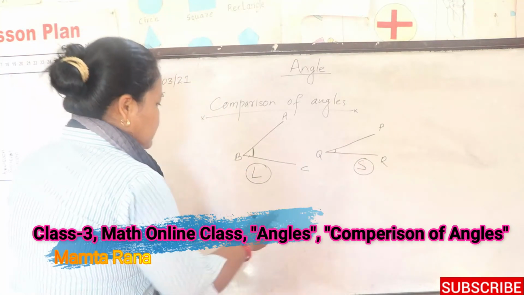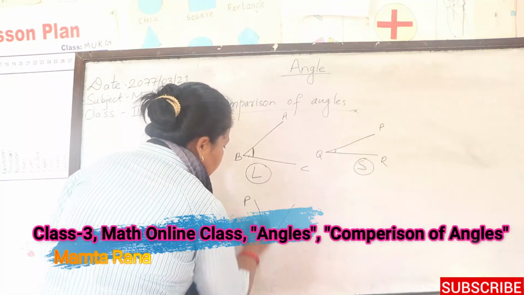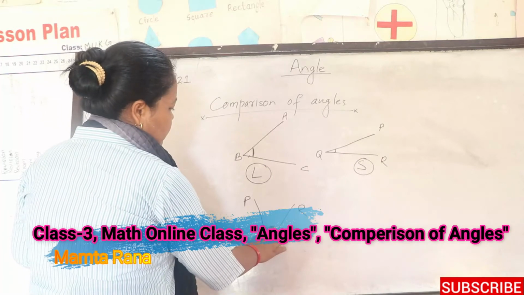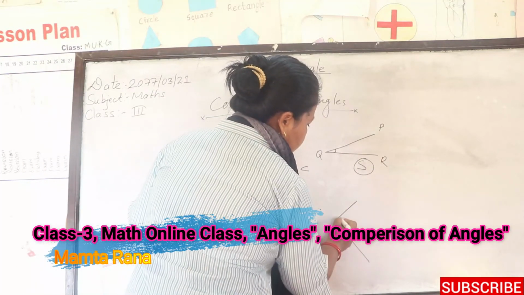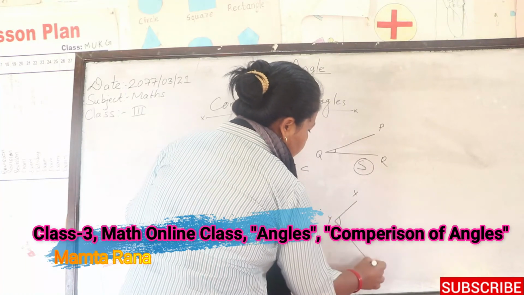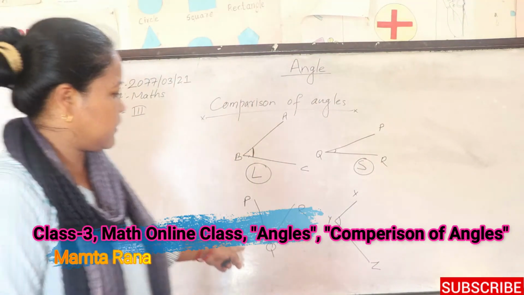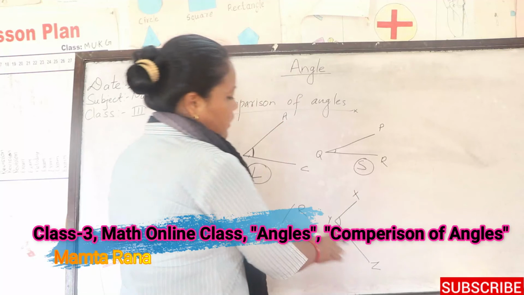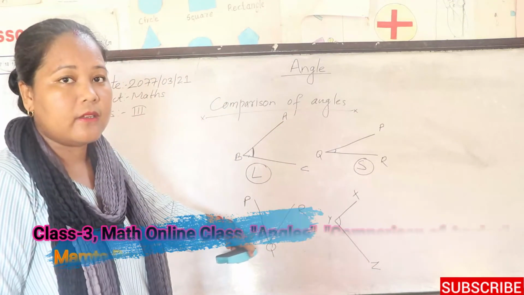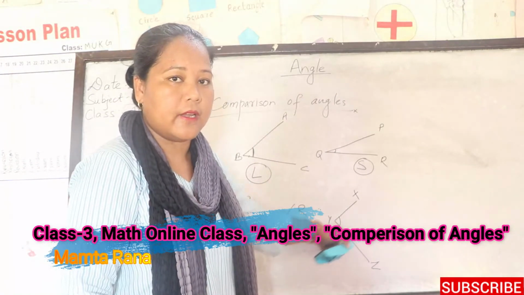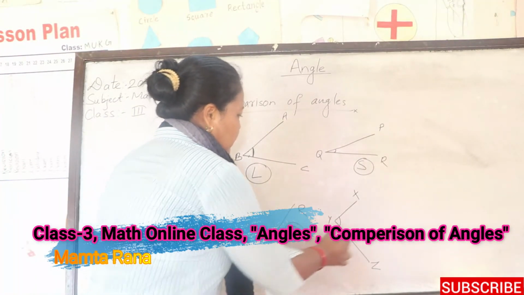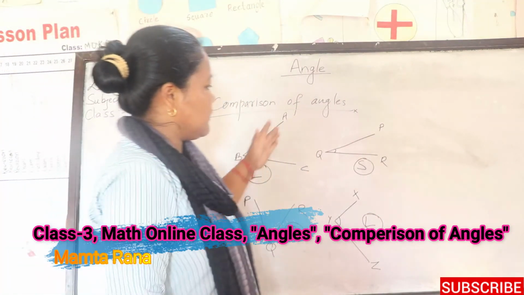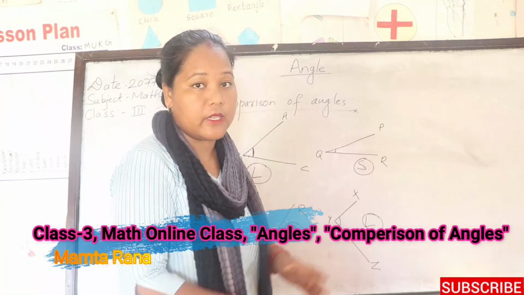And next, P, Q, R, this angle, and X, Y, Z. Look at these two angles, PQR and XYZ. This first angle is smaller than this second angle. This is the smaller angle and this is the larger angle. This is the comparison of angles. There is no problem to compare the angles, very easy.